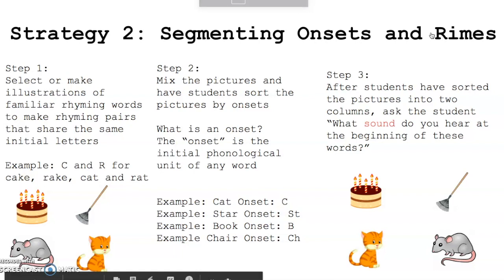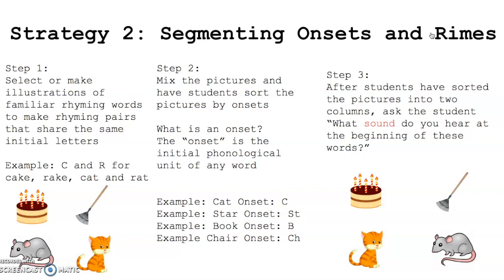The next strategy will be segmenting onsets and rhymes. First, you will select or make illustrations of familiar rhyme words to make rhyming pairs that share the same initial letters. So for example, you can do words that start with the letter C, such as cat or cake, or you can do words that start with the letter R, such as rake or rat.